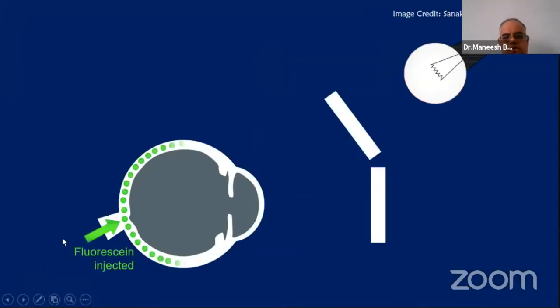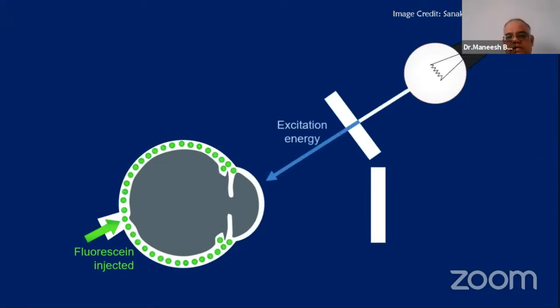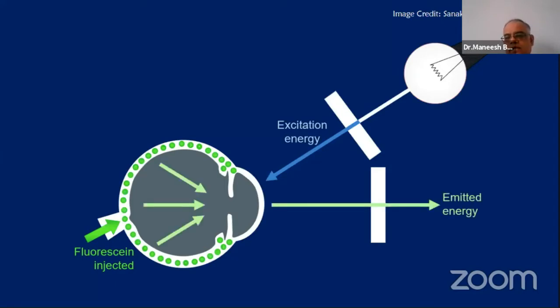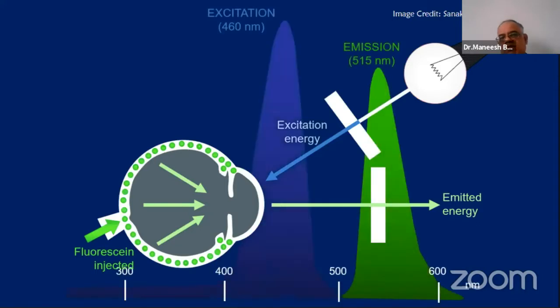So the basic principles of injection still remain the same. Fluorescein dye is injected, which is then stimulated by passing light through an excitation filter, and the emitted energy is captured on the film using the barrier filter. The excitation energy is 460 nanometers, while emission is in the green spectrum at 515 nanometers.